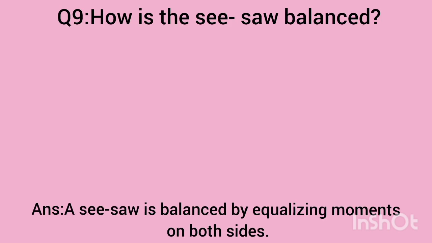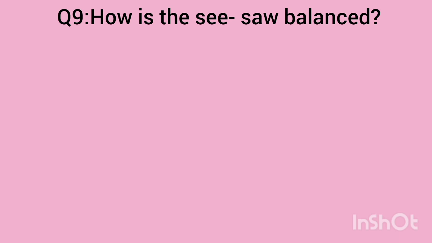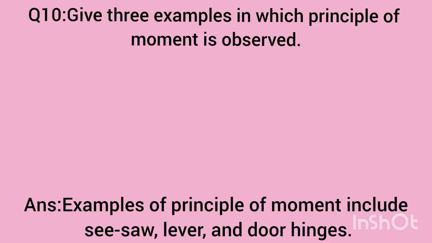Question number 9. How is the seesaw balanced? Answer: A seesaw is balanced by equalizing moments on both sides. Question number 10. Give examples in which the principle of moments is observed. Answer: Examples of the principle of moments include seesaw, lever and door hinges.